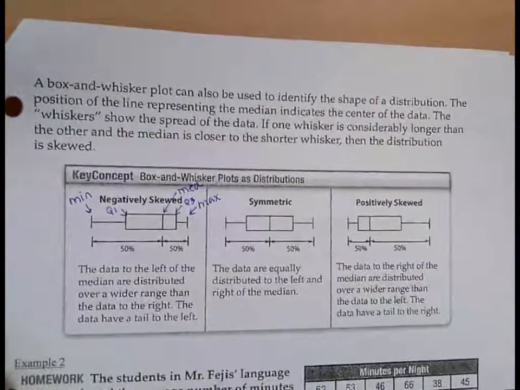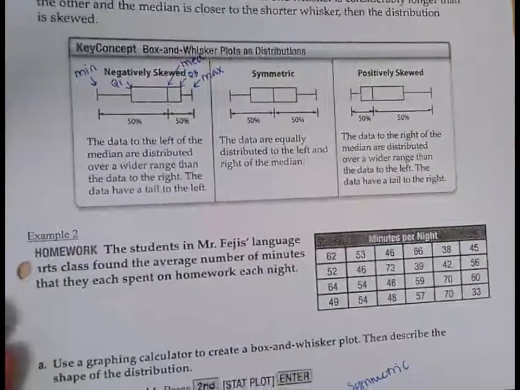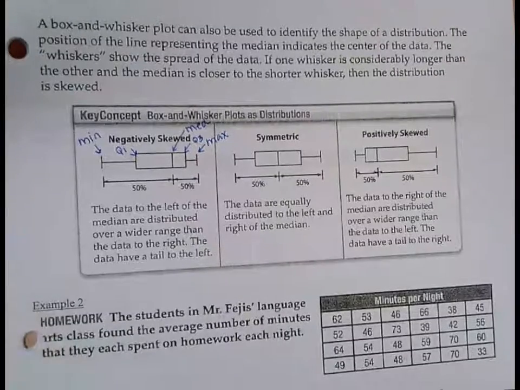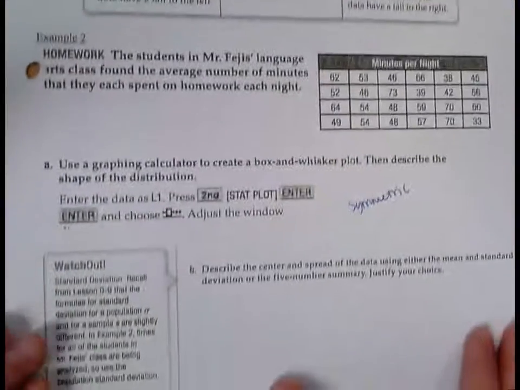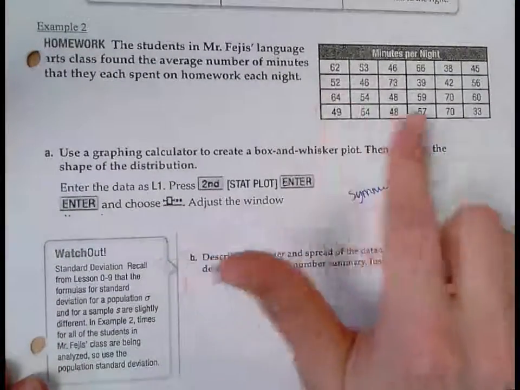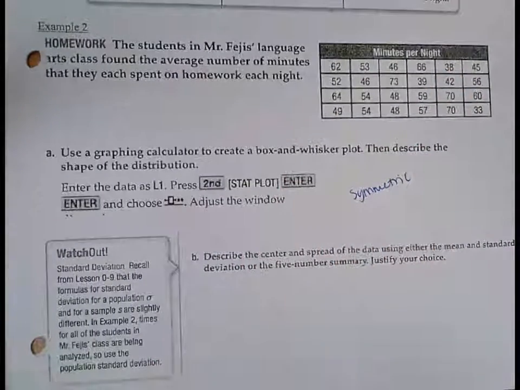We had already gone through example 1. We had already started example 2. We didn't get all the way through it. We were looking at the box and whisker plots and how those can describe the distributions or show a distribution. So I know that we had already yesterday typed in this information into the calculators, and then we had graphed the box and whisker plot and identified that it was symmetric.